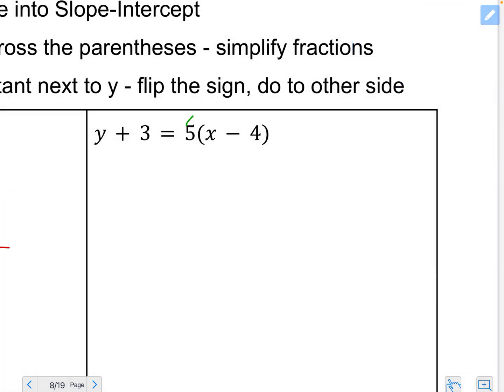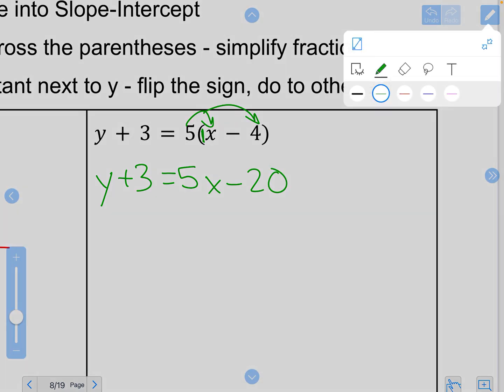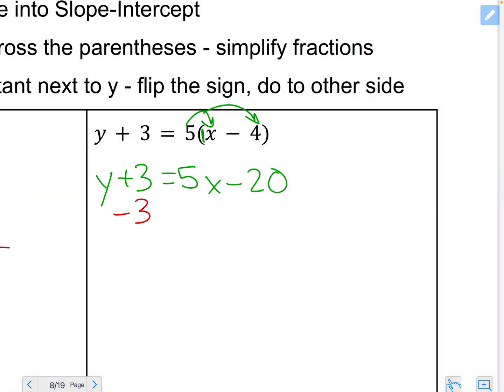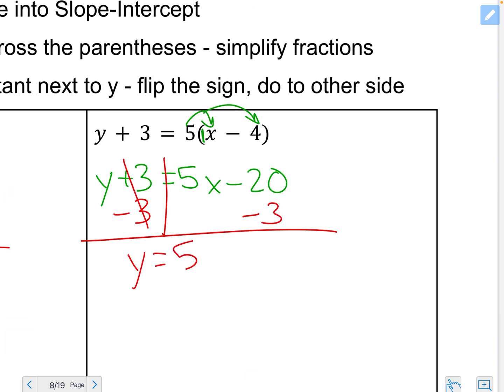So again, we need to distribute or multiply the number outside the parentheses times everything inside the parentheses. I'm going to write down the y plus 3. 5 times 1x is 5x. 5 times a -4 is a -20. Now I need to add or subtract the number next to y. It's a +3, so I'm going to subtract it. Y equals 5x. I've got two negative numbers, so it's going to stay negative, and I'm going to add them together.